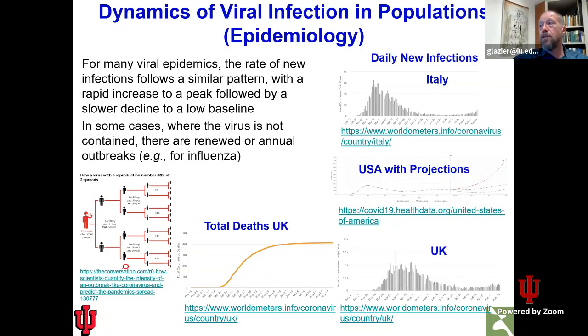And then these plots, which I grabbed from Worldometer, showing COVID deaths and daily infections in Italy, which we'll try to model with SEIR models of the kind we're going to talk about today. And then this idea of projections of future infections, which we may or may not get to in the next class.